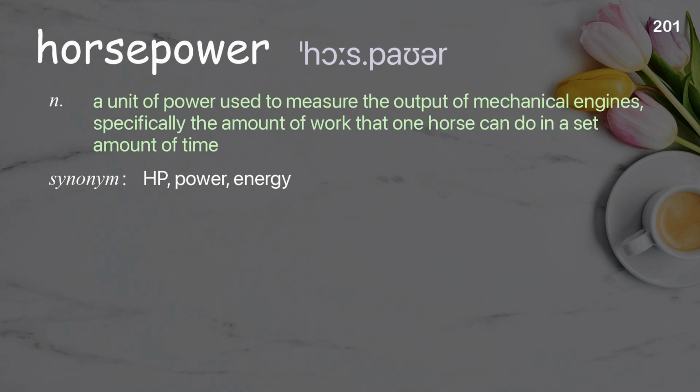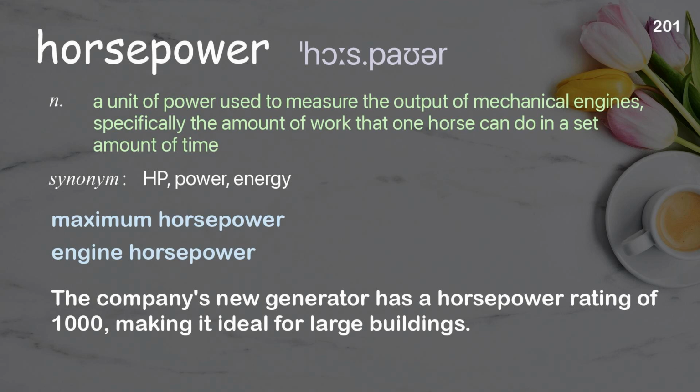Horsepower. A unit of power used to measure the output of mechanical engines, specifically the amount of work that one horse can do in a set amount of time. Examples: maximum horsepower, engine horsepower. The company's new generator has a horsepower rating of 1,000, making it ideal for large buildings.